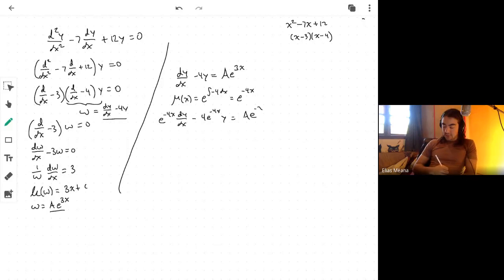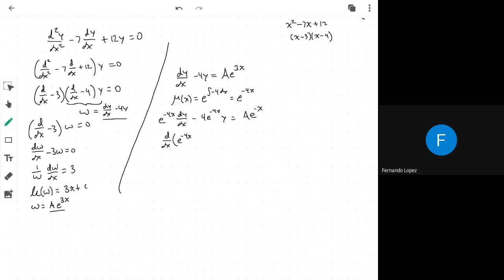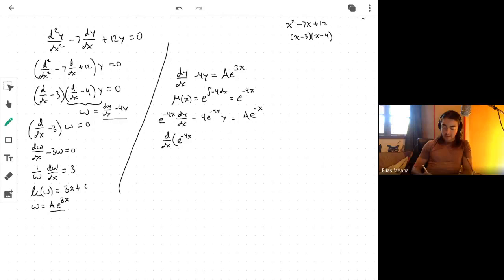And so we can simplify the left-hand side. It's just the product rule; this is d/dx of e to the minus 4x y, equals a e to the minus x. Now we're in the position where we can take the integral of both sides, and we end up with e to the minus 4x y equals minus a e to the minus x plus b. I'm using b instead of c just so that it's a and b. But instead of minus a, remember that a is an arbitrary constant, so we rename that just regular old a.